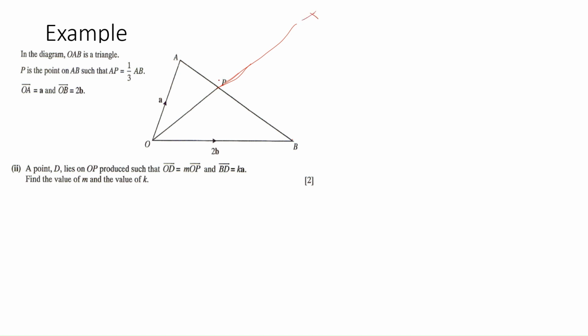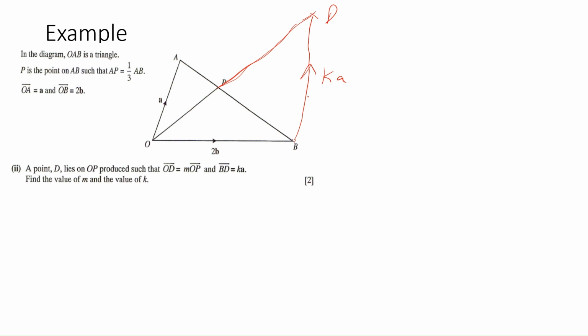So let's just say your D is here. Why do I know it is roughly here? Because they say this is A. This is KA. If it's KA, that means it must be parallel to A. This vector here, at least it looks almost parallel to it. So this is KA, and then this is your D. Find the value of M and the value of K.